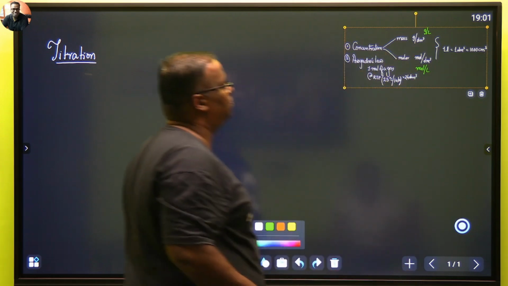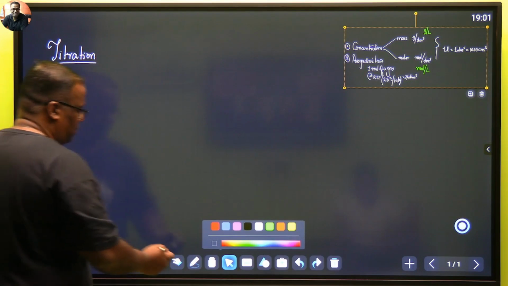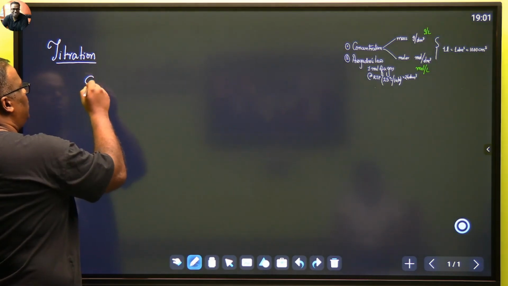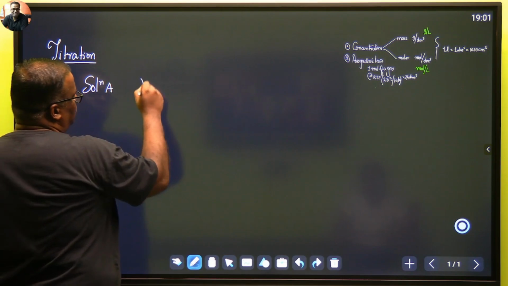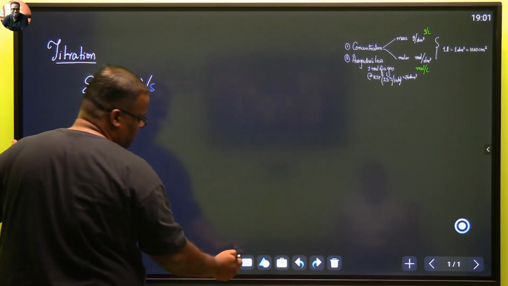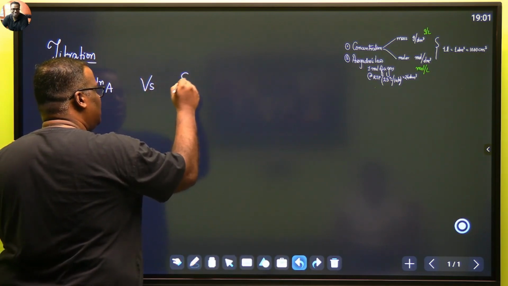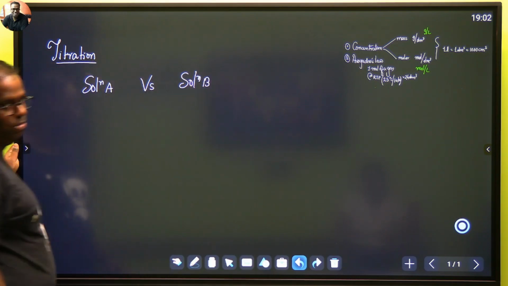Right, let it be. Now titration. Before understanding titration, let's just get the basics. So here I will have two solutions. Solution A, it is a fight between solution A versus solution B. Understand in the language I am explaining and then you read your textbook. It's a fight between solution A and solution B.